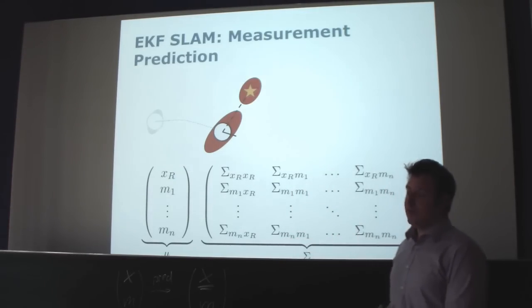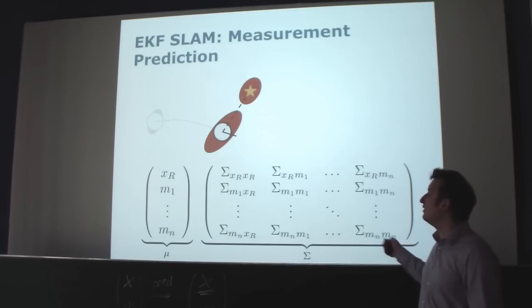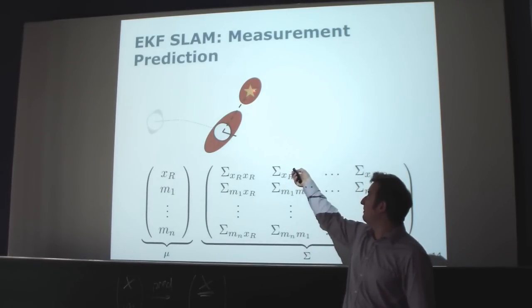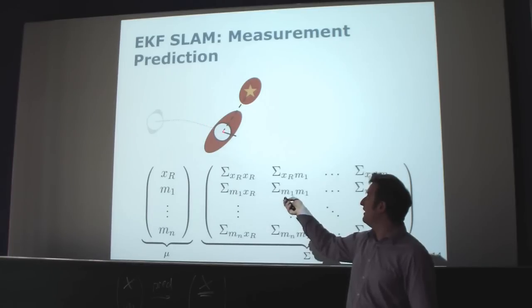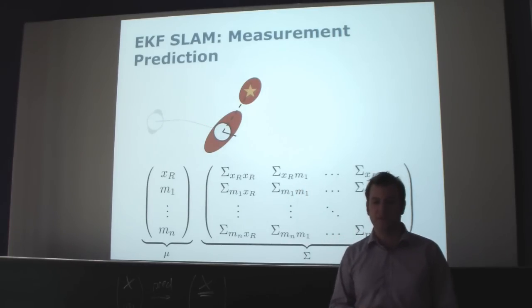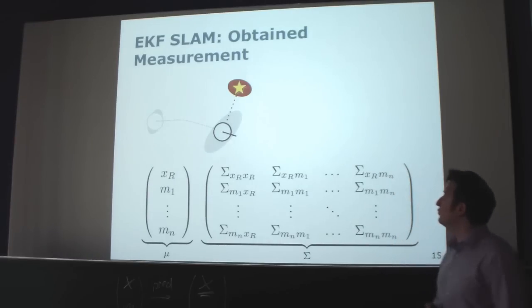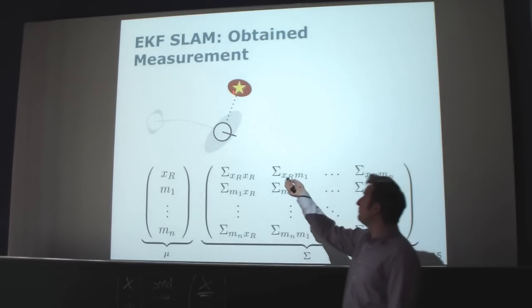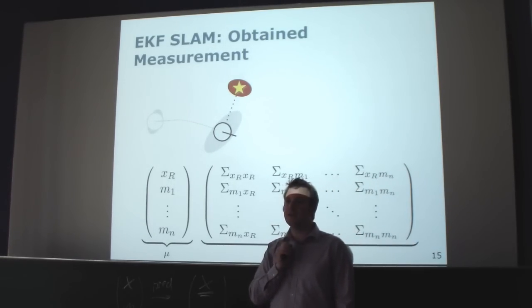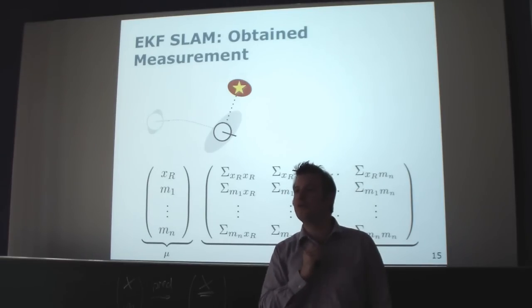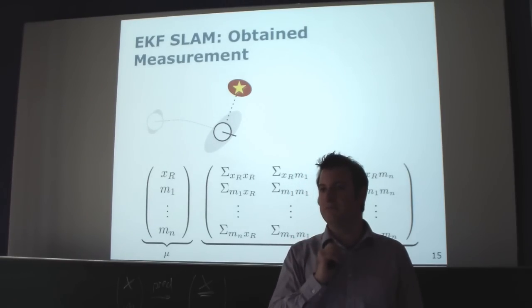Okay, the next thing is we have to predict our measurement. So this is the current pose of the robot, and here our map tells me there's a landmark, so this is my predicted observation. Now we look at the observation I obtained, which may be slightly off from what I predicted as my measurement. The reason for that is simply that my current pose is not the mean.